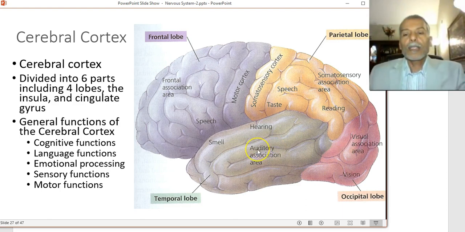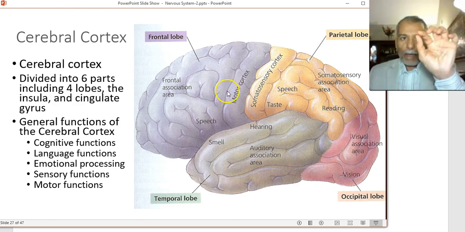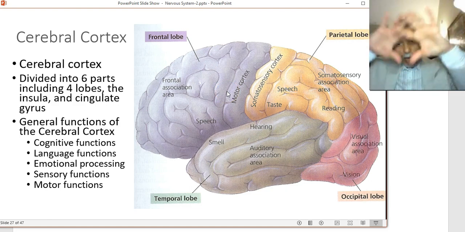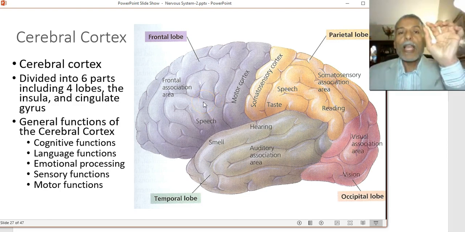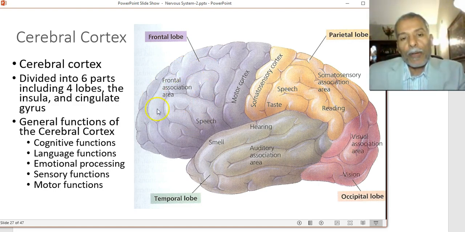The cerebral cortex, again, that thin covering, you can think of it like a thin pancake wrapping all around the brain. It is divided into 6 major parts. We call them lobes. I'm speaking just about the cortex, about the gray matter. So we have the frontal lobe, the parietal lobe, the occipital lobe, the temporal lobe, and then we have 2 hidden lobes or 2 hidden cortices.